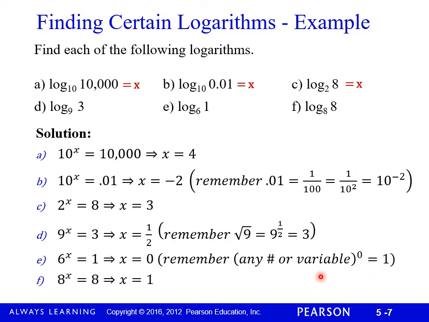And the last one, we get 8 to the power of x equals 8. Well, this is going to be x equals 1, because 8 to the power of 1 is going to be that same number. And so whenever we're taking the log of the base, when the base and the answer are the same, the answer will always be 1. Okay?